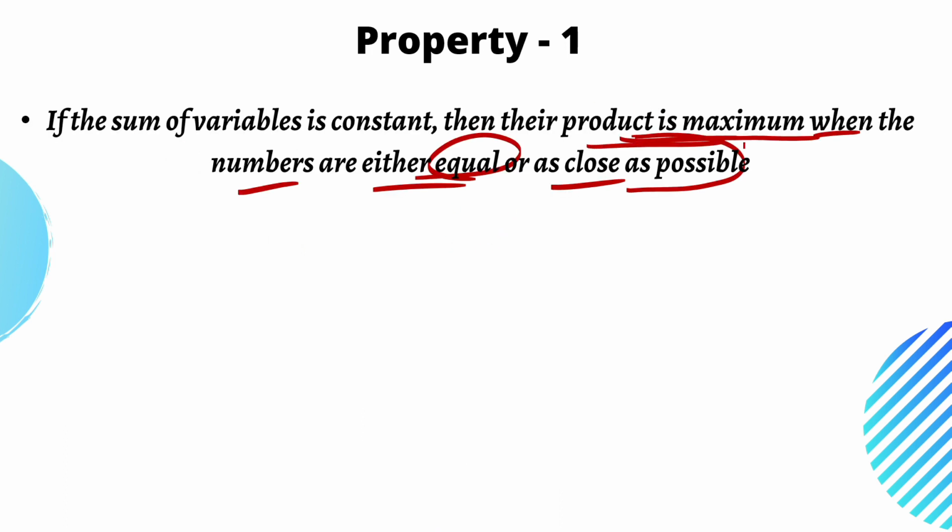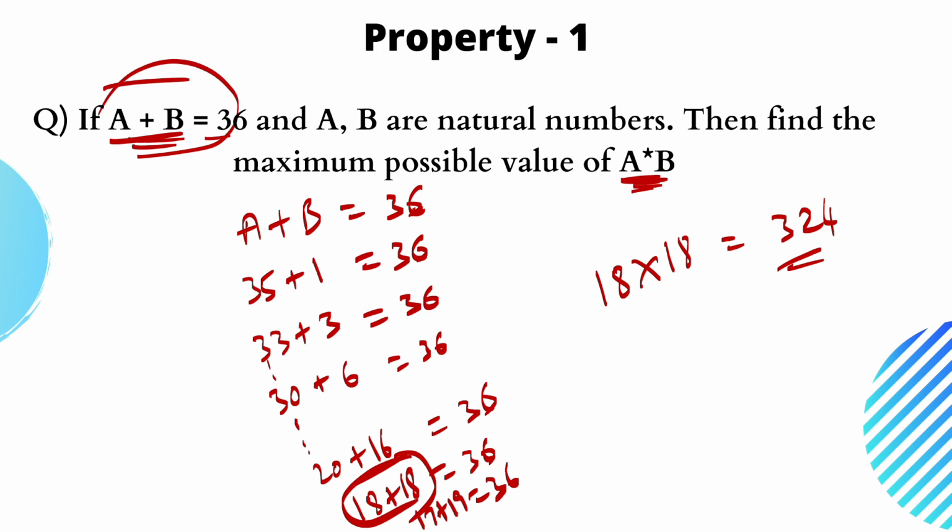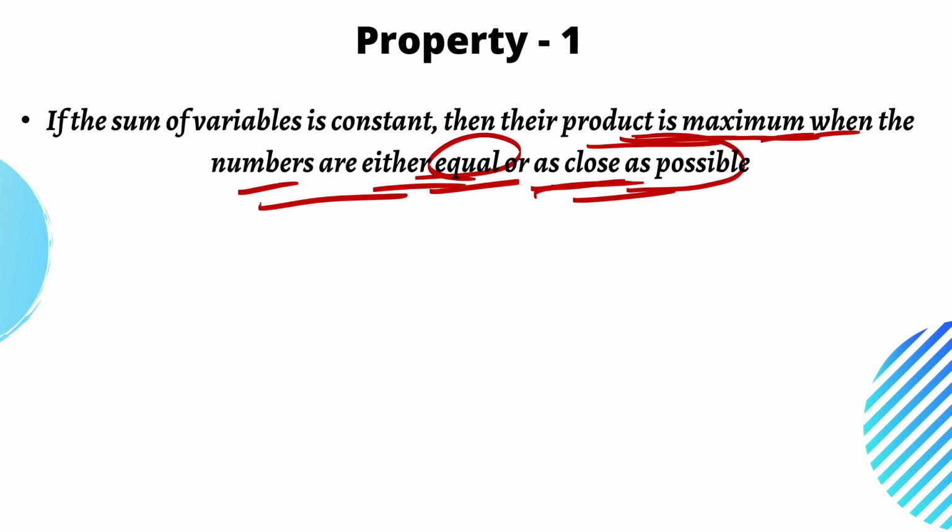So the product is maximum when the numbers are either equal, or in case they are not equal, they must be as close as possible. So in this case they are equal. So 18 into 18 is equal to 324. So this is the maximum possible value when a + b = 36, right? Now the as close as possible condition also.